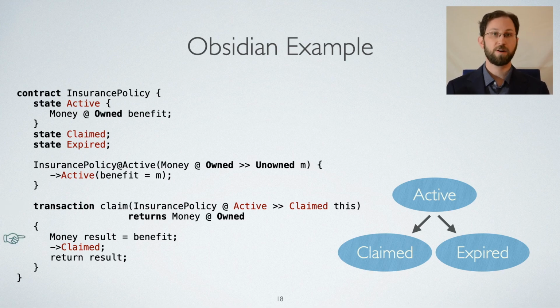So let's step through how this works. First, we assign from the benefit field to a temporary variable result. Then we transition to claimed state. Now the compiler checks to make sure that all fields that could own assets do not anymore. And indeed, we've transferred ownership from benefit to result. So this is okay. So we transition to claimed state, which does not have the benefit field. And then we return result to the caller.